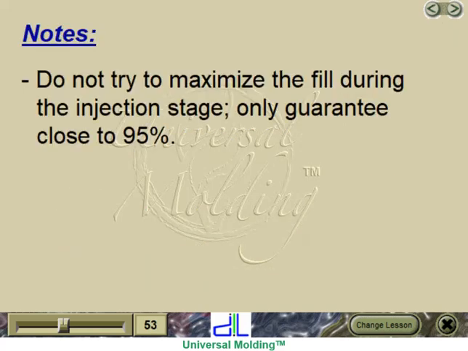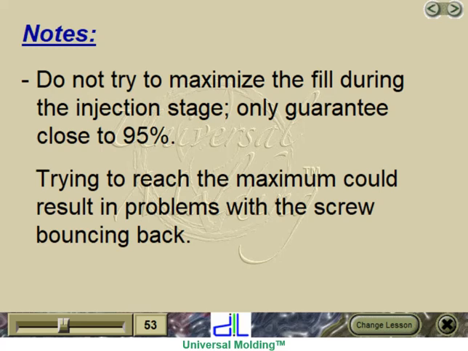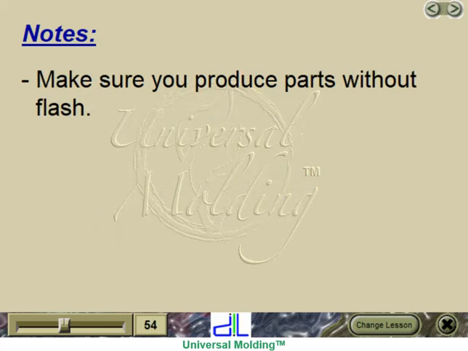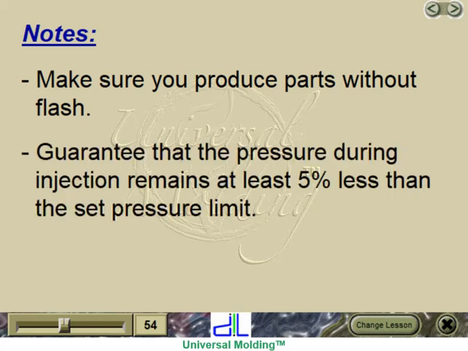Notes: Do not try to maximize the fill during the injection stage. Only guarantee close to 95%. Trying to reach the maximum could result in problems with the screw bouncing back. Make sure you produce parts without flash. Guarantee that the pressure during injection remains at least 5% less than the set pressure limit.